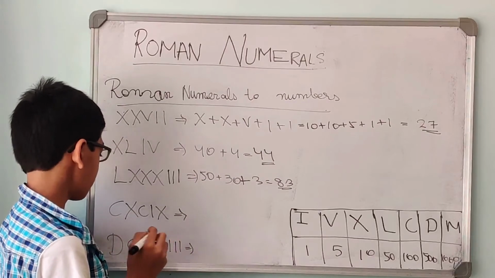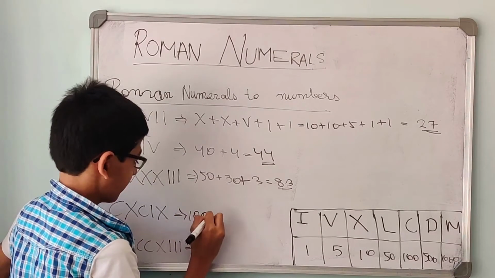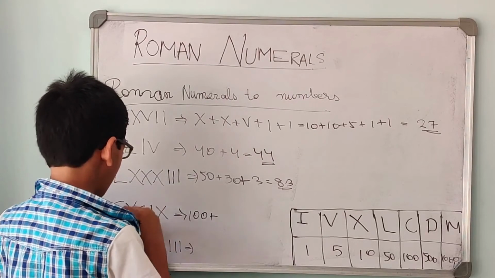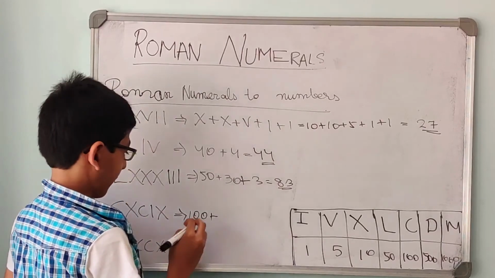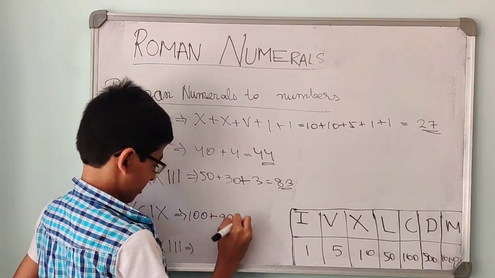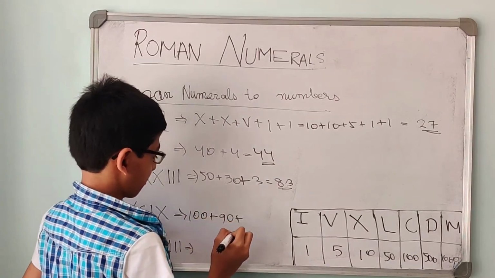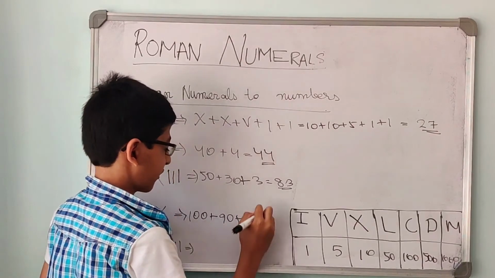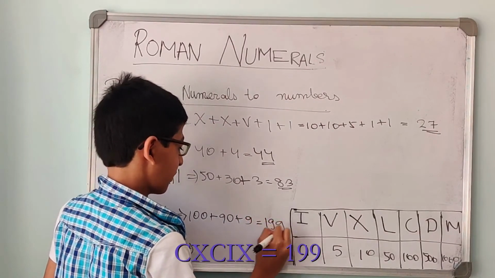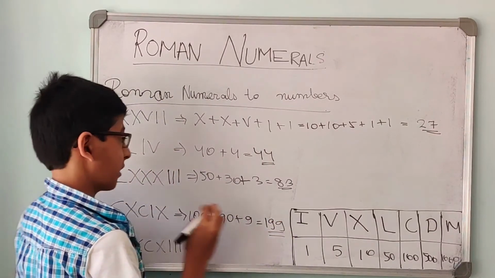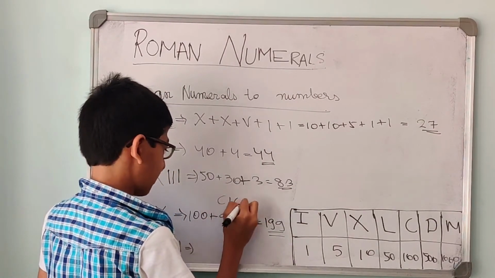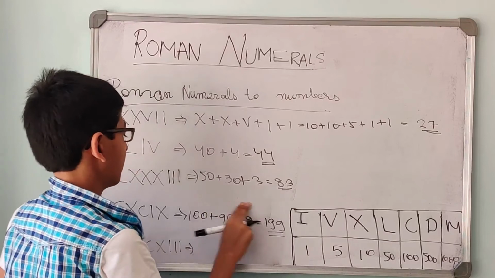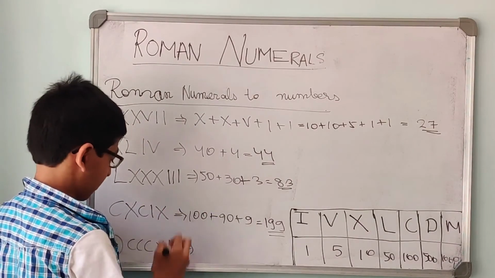CXCIX. So C is 100 plus XC. So X is smaller than C. C minus X is 100 minus 10. That gives us 90. Plus IX. IX is X minus I, 10 minus 1. That gives us 9. So 100 plus 90 plus 9 gives us 199. Now you might be wondering, why can't we write this number as CIC? Now I cannot be written behind C. That is why 99 is written as XCIX.